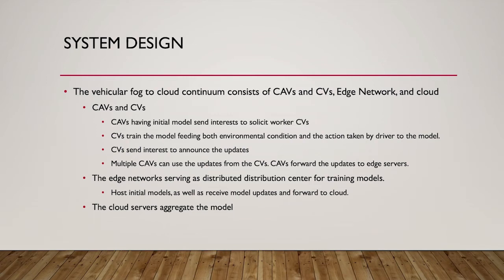Like I explained before, the edge network serves as the distribution center for the training model. So they host the initial model that they have received from the cloud. At the same time, they also receive the model updates that were sent by the CAVs after collecting them from the CVs, and then they forward them to the cloud. And finally, the cloud server aggregates the model.